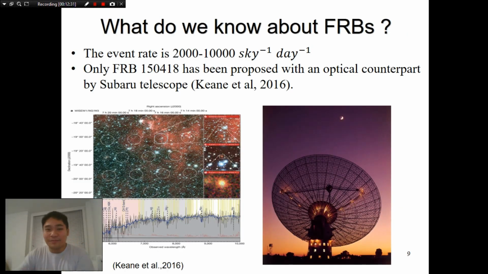So far, what we know about FRBs is that the theorists predict we will get 2,000 to 10,000 FRBs per sky per day, but we could not detect all of them due to the observation time. Only one of them has been proposed with an optical counterpart, by using the Subaru telescope. This one was also in Nature.